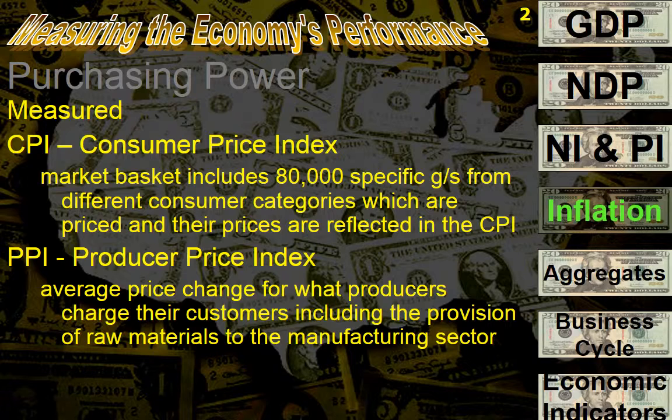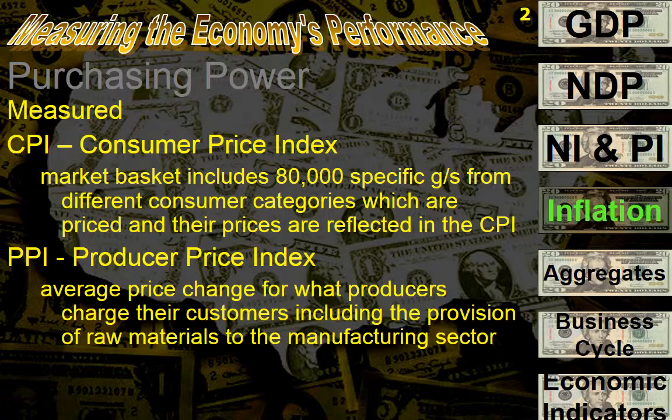Now, if we have one or two items that go up in price, for example, gasoline, we'd be all over the place. But if we take all 80,000 of these items together, it's going to be a nice even idea, a fairly decent picture of whether overall the prices are going up or going down. Now, another index that economists take a look at is the producer price index.